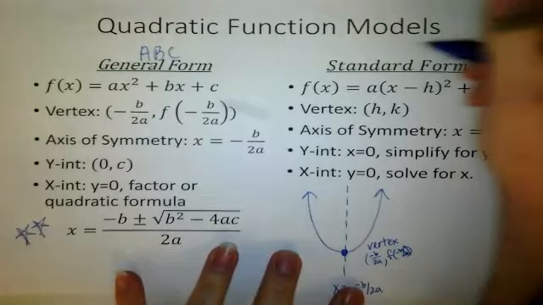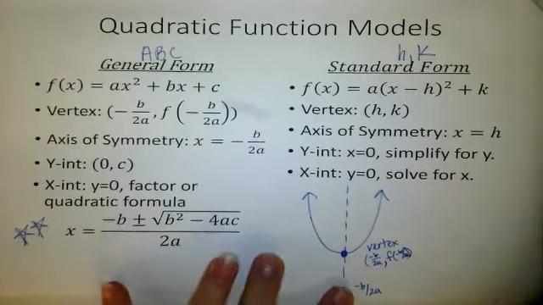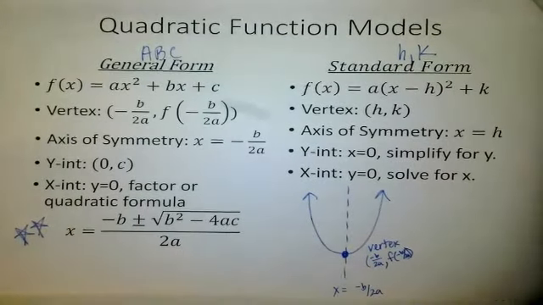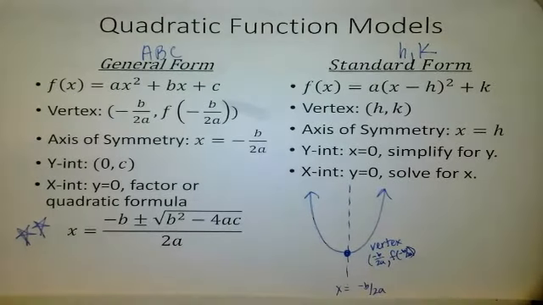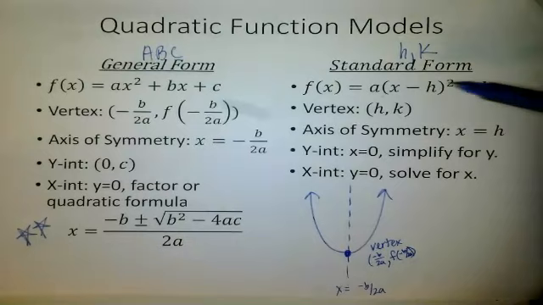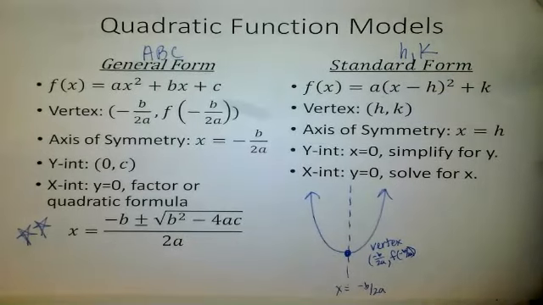Standard form, or my preference is to call it HK form. Standard form is actually the most useful form we have. And we can tell a lot from standard form. It turns out it's pretty easy to use. When we're in standard form, the vertex is HK.